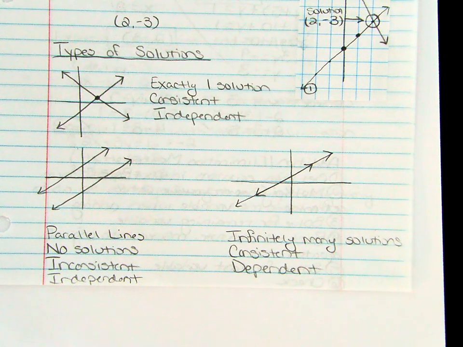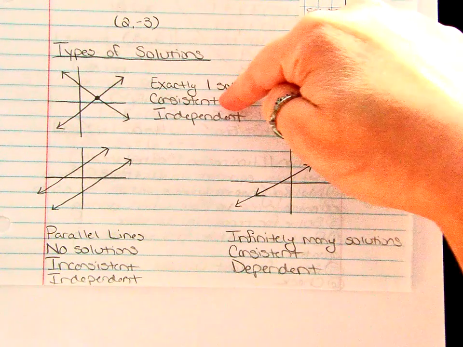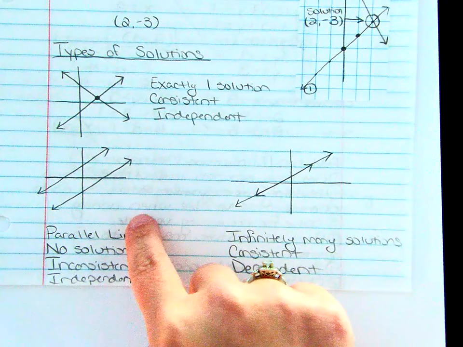Another type of system that you can have is one that's made up of parallel lines. Parallel lines never cross, which means there's not going to be a solution. Parallel lines have the exact same slope. We know that from previous sections. This is known as an inconsistent system. So a consistent system has one solution, an inconsistent system has no solutions.